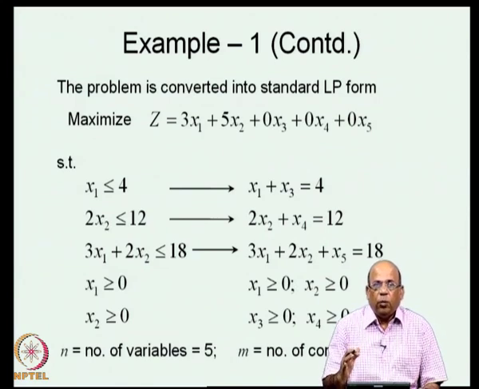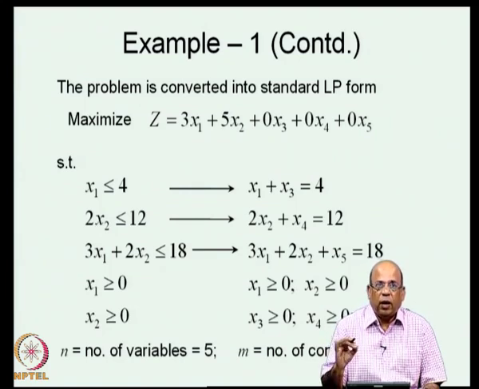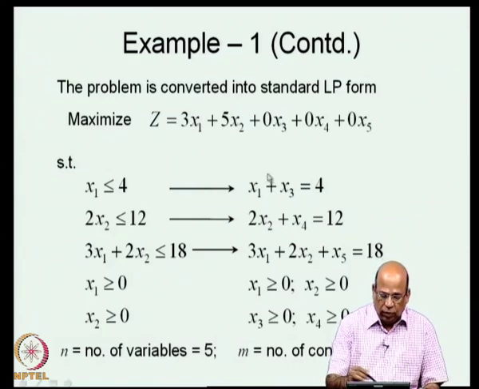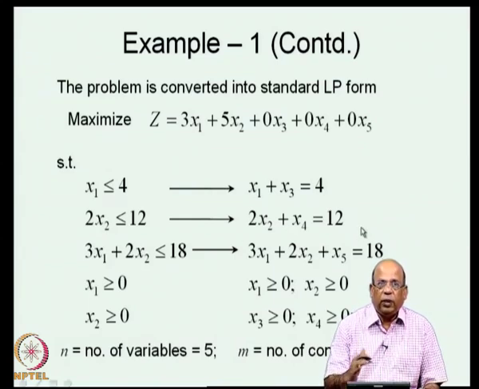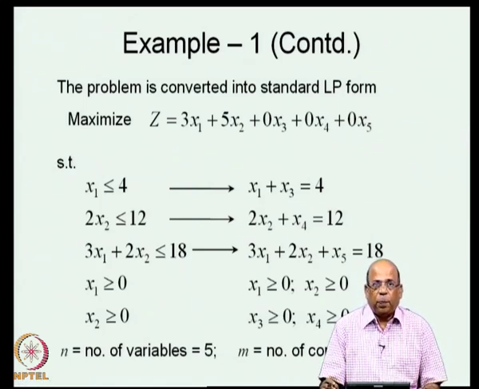So, the non-basic variables will be n minus m, which is 5 minus 3, which is 2. So, you will have 2 non-basic variables and 3 basic variables. Using these 3 equations, you will solve for 3 variables. So, we need to start with an initial basic feasible solution.